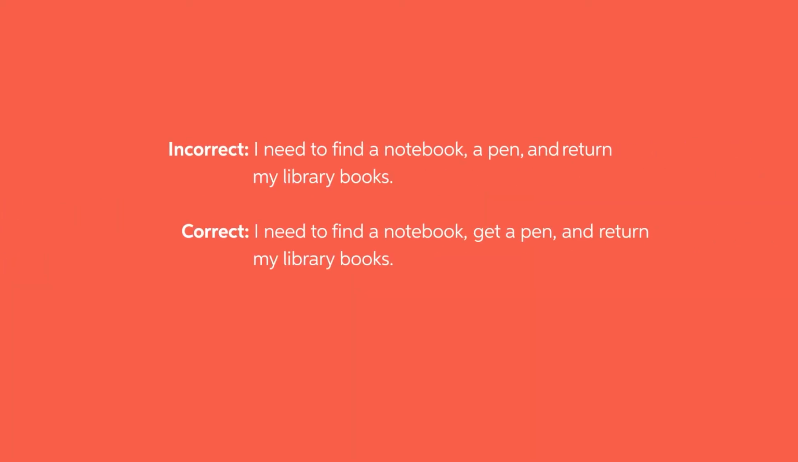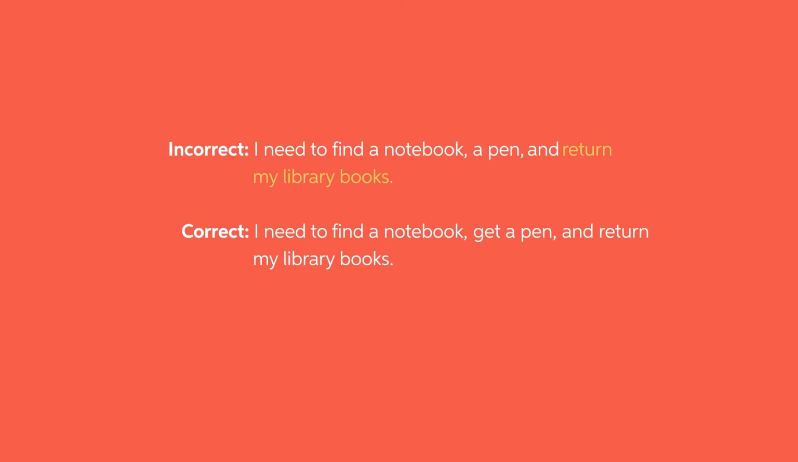In this example, the unmatched construction is incorrect and creates a false series. A false series occurs when there's an inconsistency in the pattern of the list items. In this sentence, the phrase "return my library books" breaks the pattern established by the first 2 items and cannot be the object of the verb find. "I need to find a notebook" and "I need to find a pen" make grammatical sense. "I need to find return my library books" does not.